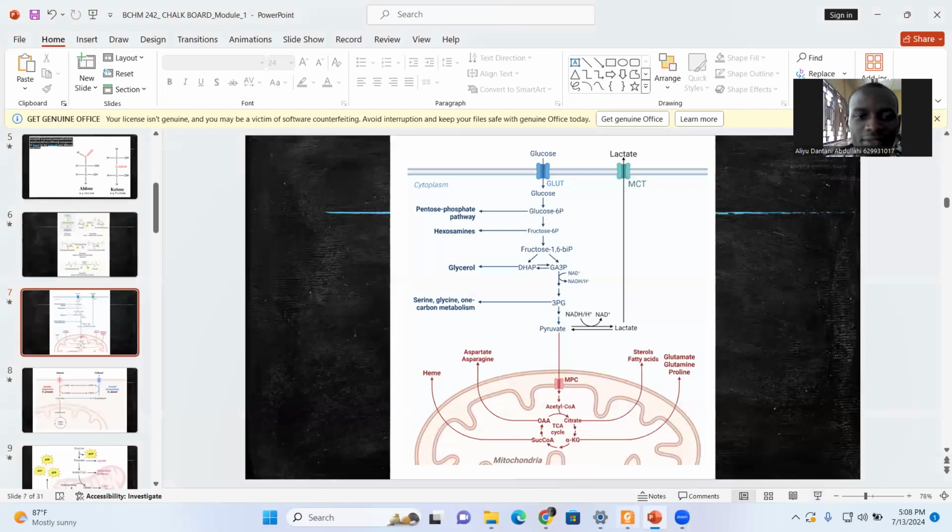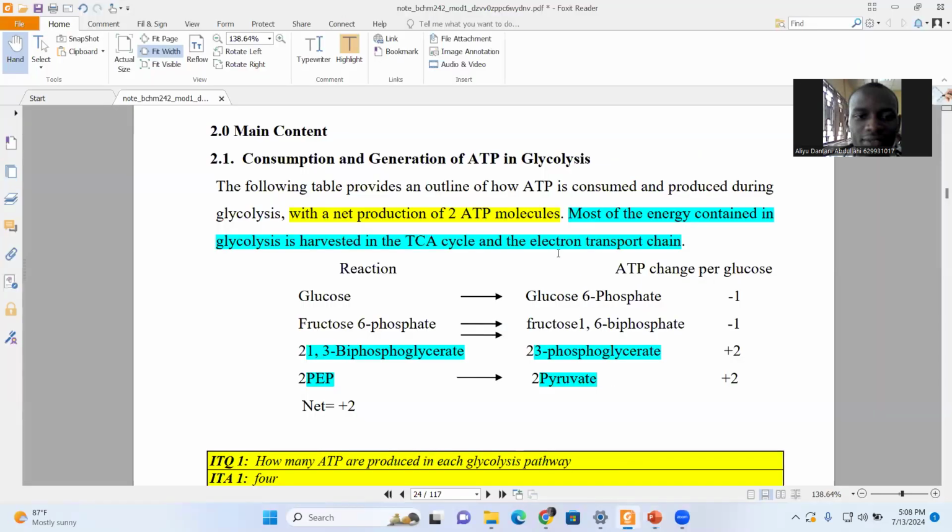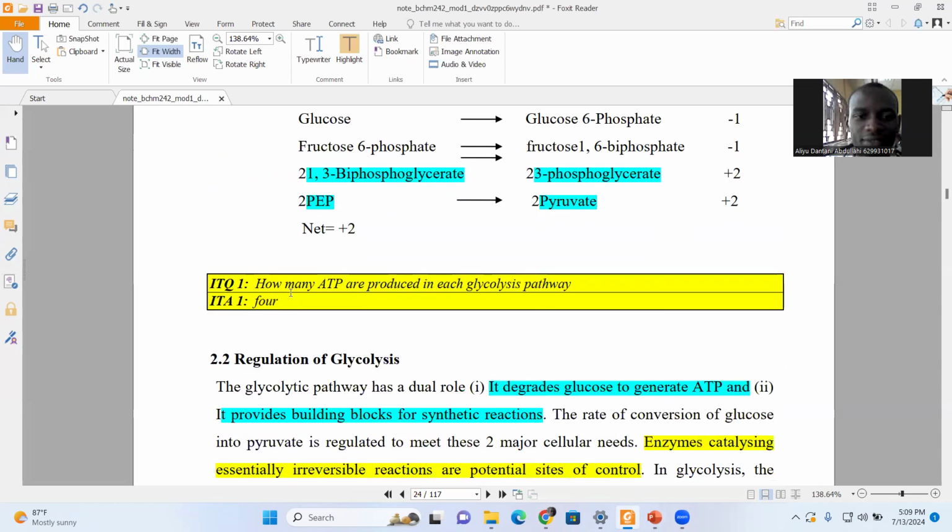So basically, this is it. Here we talk about the energy investment of ATP and then the payoff, the production of ATP in the latter stage of glycolysis, which I have already explained in my first study session recorded video. So here, how many ATP are produced in each glycolytic pathway? Of course, it's 4. But if you subtract the two ATP that were invested in the first preparatory stage of glycolysis, then you have a net total of 2.